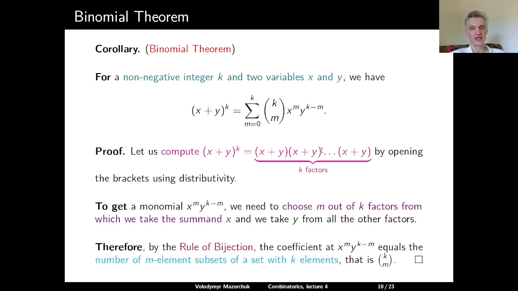Therefore, by the rule of bijection, the coefficient at x^m y^(k-m) equals the number of m-element subsets of a set with k elements. That is exactly the binomial coefficient k choose m.